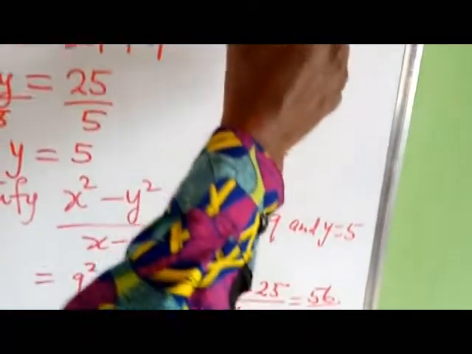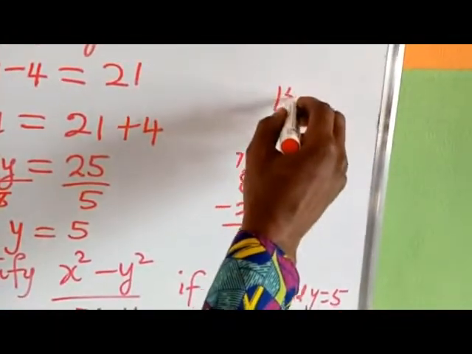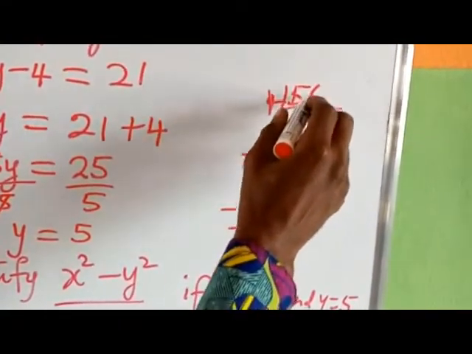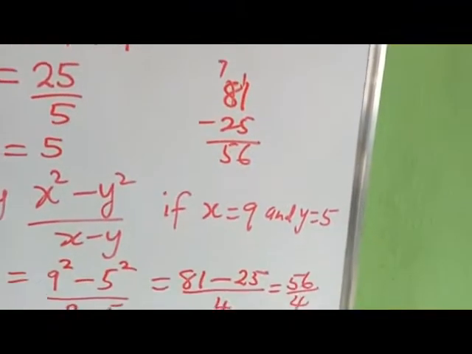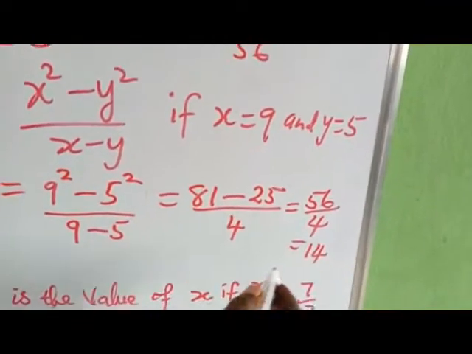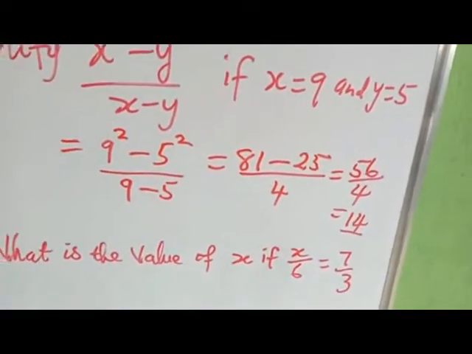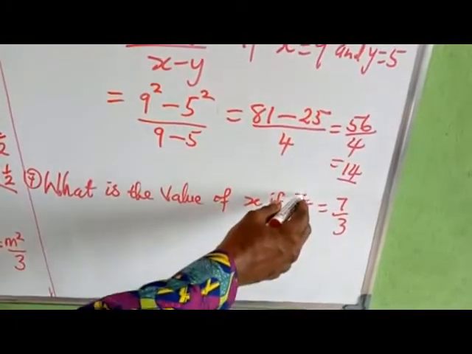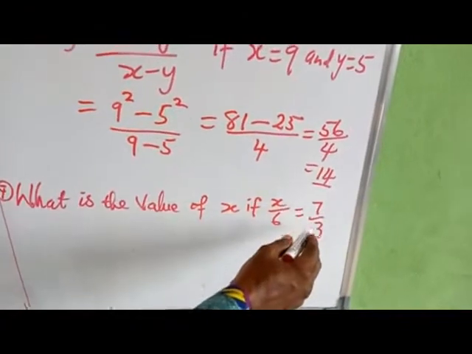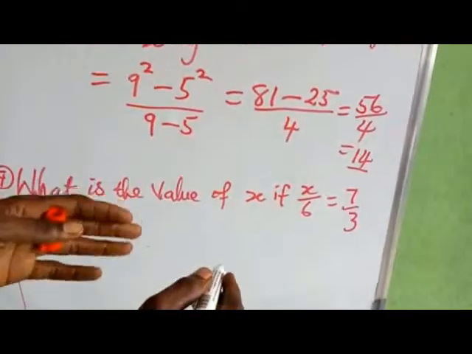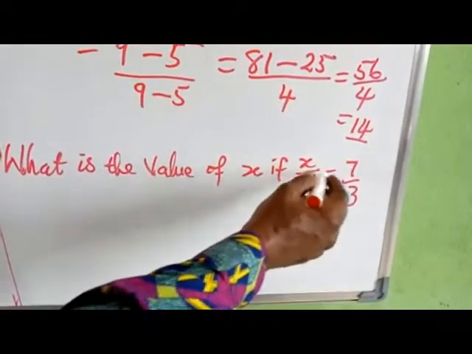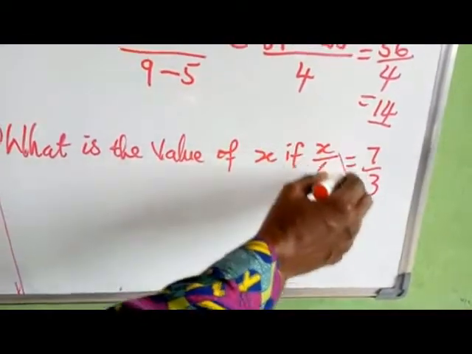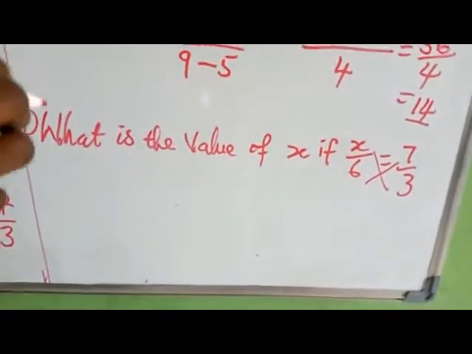So let's divide that using short division. 56 divided by 4. 4 goes here, 4 goes here, 1, 2 to 16, 4. So this gives us 14 as the answer. Finally, let's look at this. What is the value of x if x over 6 equals 7 over 3? In this kind of algebra, when you see a fraction equals another fraction, the rule says that you do what? Cross multiply.